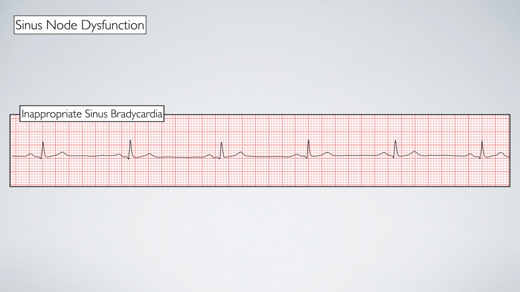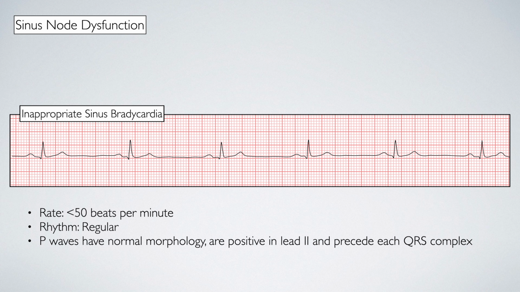Inappropriate sinus bradycardia. This is a sinus bradycardia caused by pathological processes. The criteria for this condition is a rate less than 50 beats per minute, regular rhythm, and P waves with normal morphology, upright in lead 2, and preceding each QRS complex.